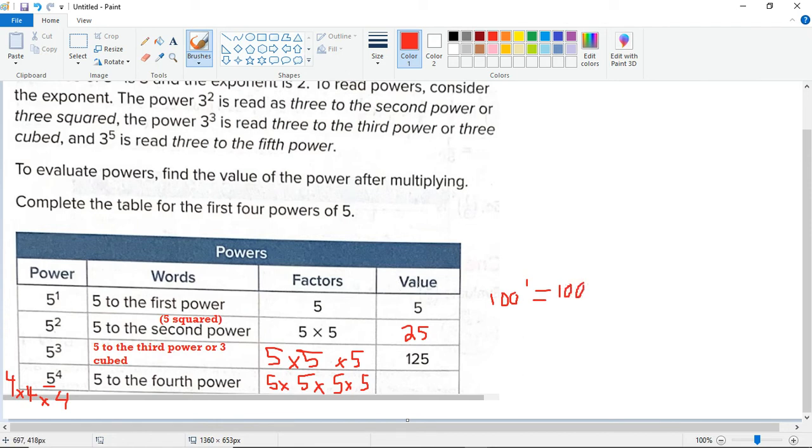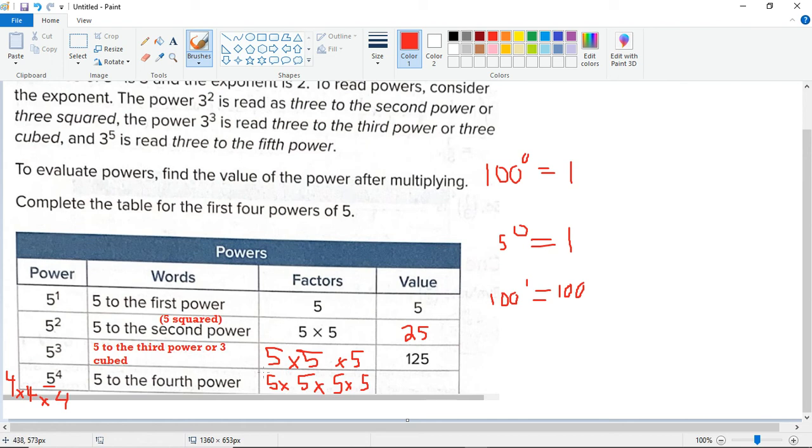And also it does not have 5 to the 0 power, but also remember that anything to the 0 power equals 1. So if I have 100 to the 0 power, it's going to equal 1. So remember those as well because the chart forgot to include those.